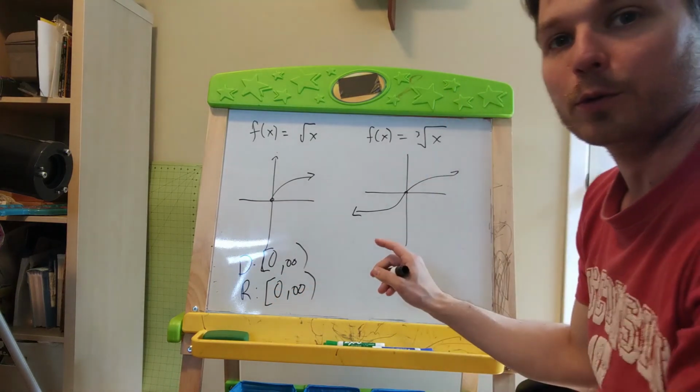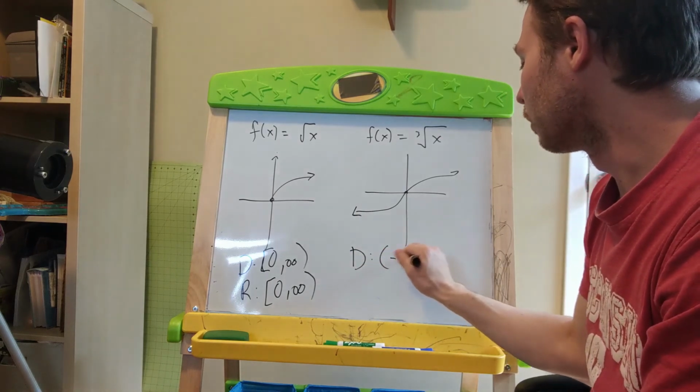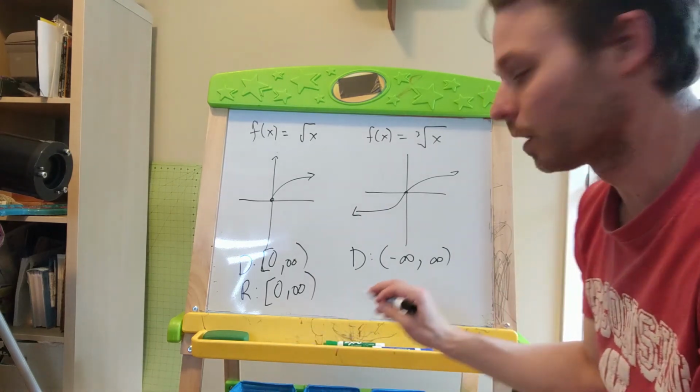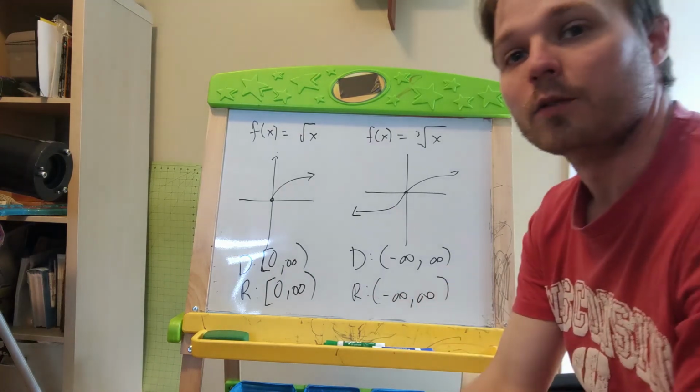And then for the cube root, it was a little different. You had the domain being all real numbers because you could take the cube root of a negative number, no problem there. And the same thing for the range because it'll go up and down forever.